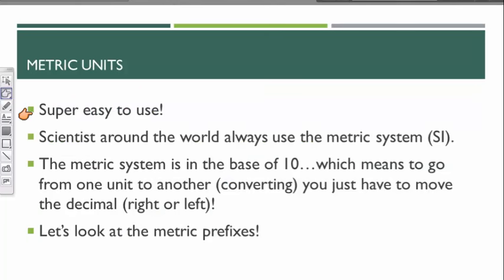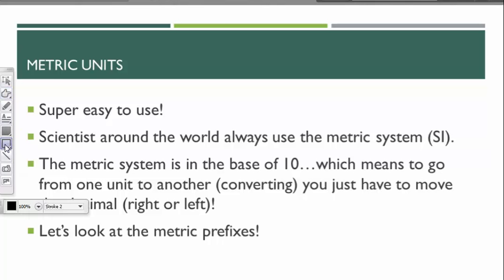So metric units, first things first, it's super duper easy to use. Once you get the hang of it, you are going to go, whoa, that is really easy. The metric system, or the International System of Units, which we call SI, is super easy to use. Scientists around the world always use the metric system, so that way they have a language between units that they can talk about in a lab, and they can understand one another. The metric system is in base 10.